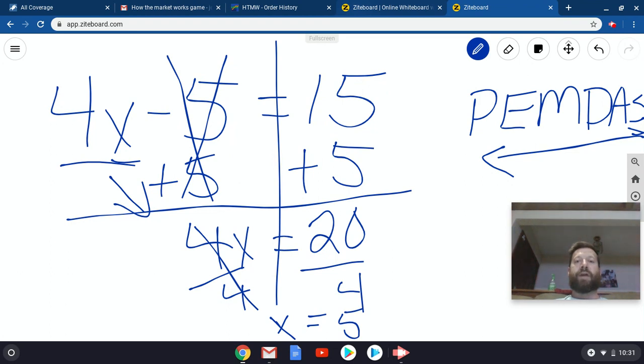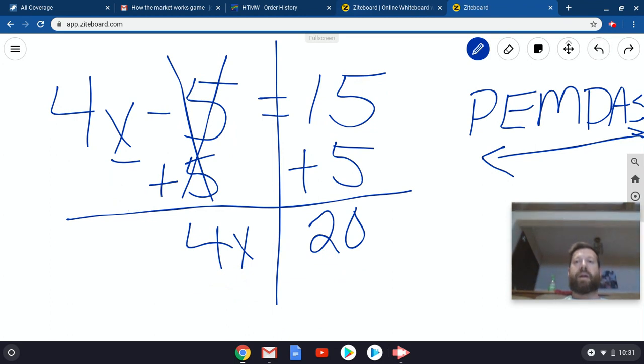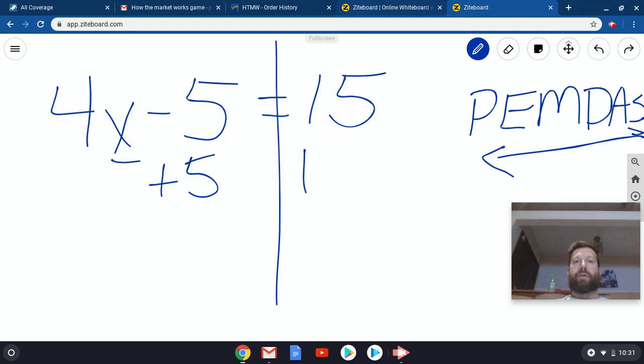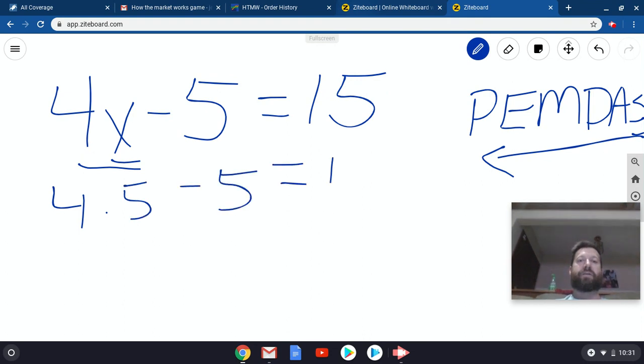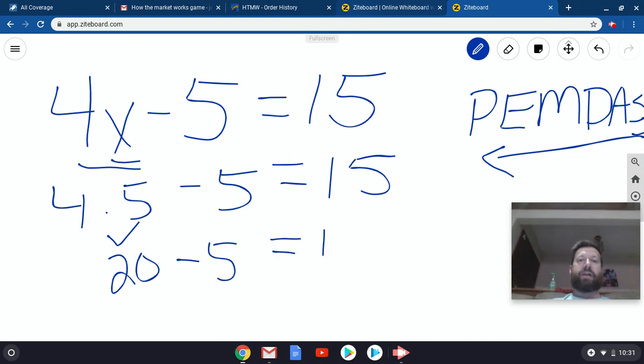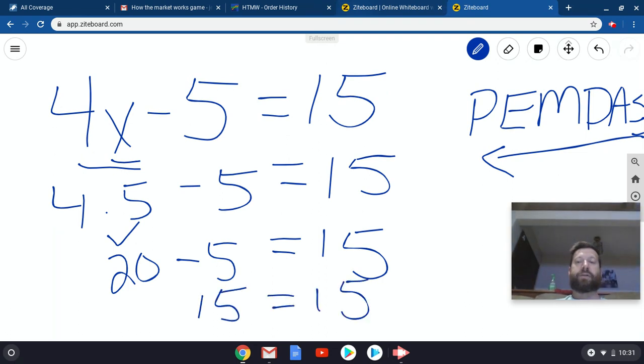I can prove that that is true, that x does equal 5. I can delete everything I've done and just go back to my original equation. And when I get back to my very original equation, I have 4 times x minus 5. Well, if x equals 5, 4 times 5 minus 5 equals 15. Let's see if that's true. 4 times 5 is 20. 20 minus 5 equals 15. If that's a true statement, then we solved this correctly, and 20 minus 5 is 15. 15 equals 15. That makes this a true statement.